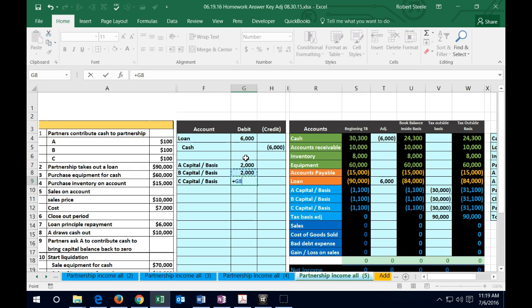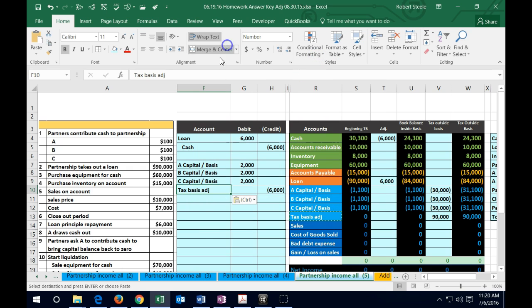And so 2,000 each. And the credit's going to be negative sum of these items, the 6,000. There's that 6,000. So I'm just going to post that to the adjustment here so that we can see that balancing out in our adjustment.